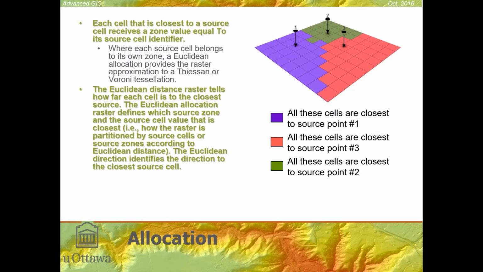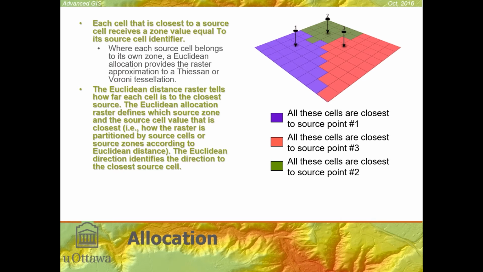A Euclidean allocation surface is something that is created, or can be created, at the same time as the Euclidean distance surface. In this case here, we have 3 source features. Feature 1, which is in this cell, or was in that location, I should say, not in the cell, but in the location of that cell. Feature 3 and feature 2. Every cell, for example, for feature 1 right here, that is purple, is a cell which is closest to feature 1. Every cell that is green is closest to feature 2. And every cell which is red or pink is closest to feature 3, right here.